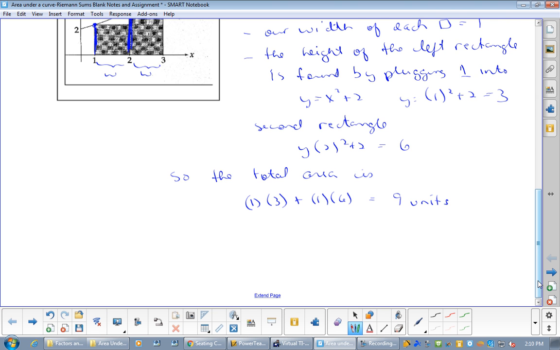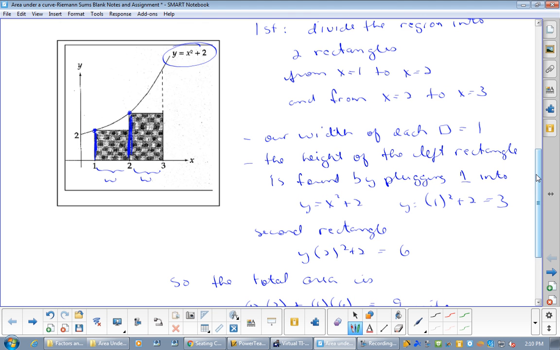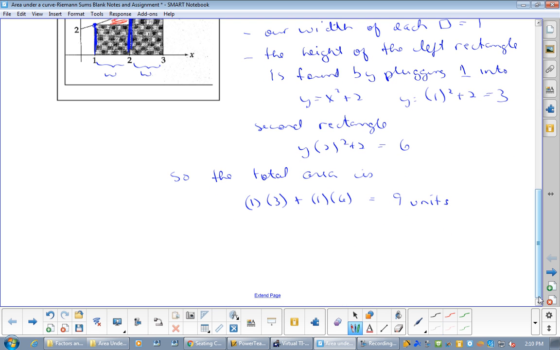Now, this, as you can see, is a very rough approximation because look how much area it actually ignored. All of this area was ignored. So it's just an approximation, and looking at this one, it should be too low. It's missing a lot of area. So this is a rough approximation.